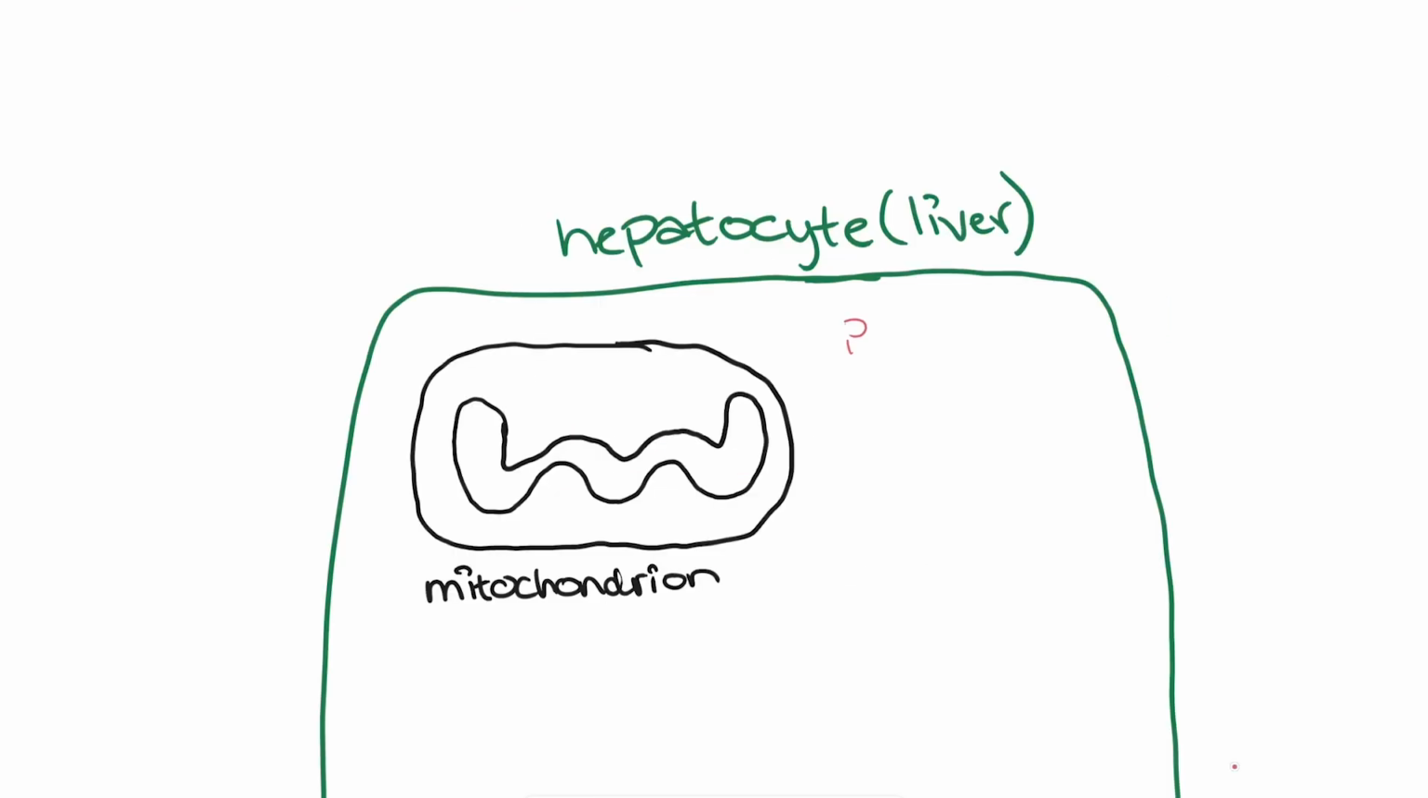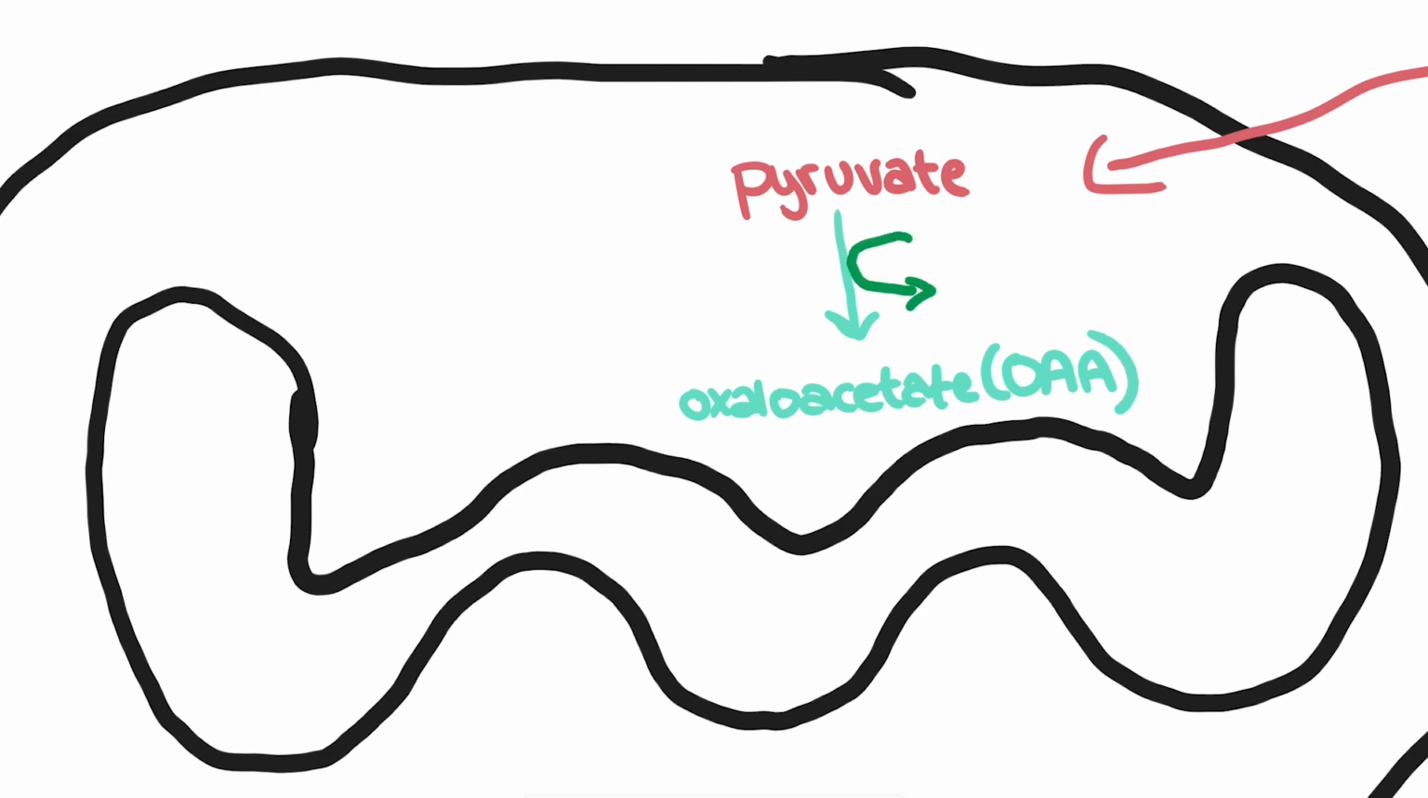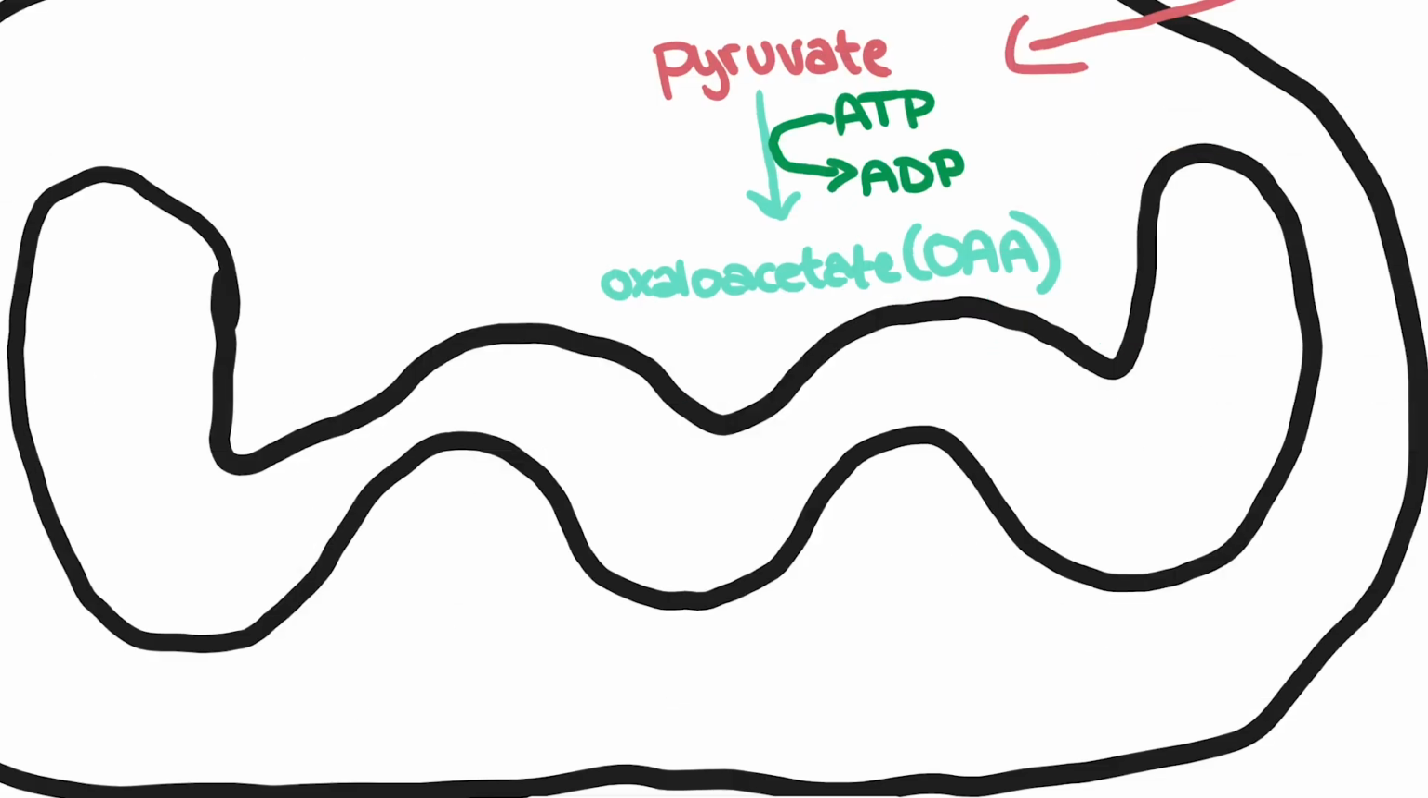Now let's talk about the actual steps of gluconeogenesis. We start with pyruvate, which has to enter the mitochondrion. Once it's inside the mitochondrion, it's converted to oxaloacetate, abbreviated to OAA. This step requires ATP, which is converted to ADP in the process. Next, oxaloacetate is converted into malate, which creates NAD+ using NADH.